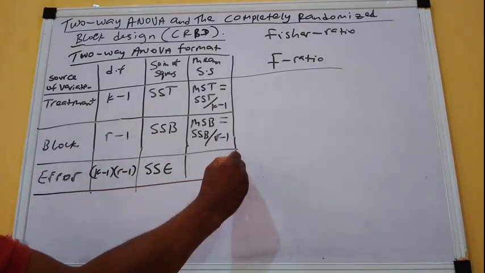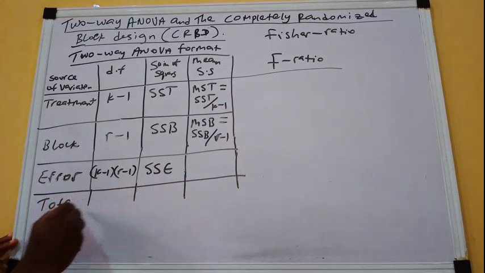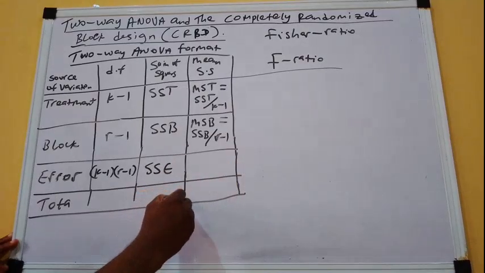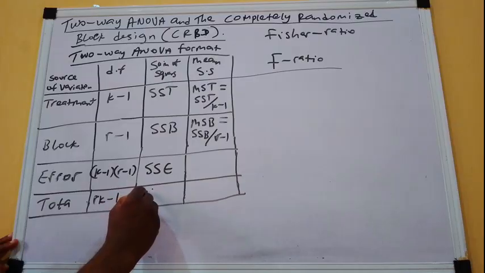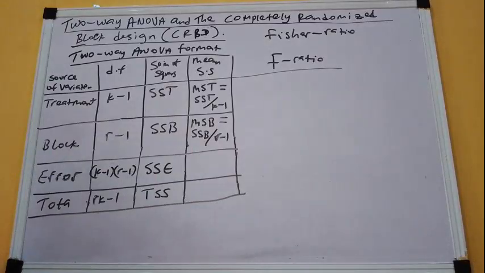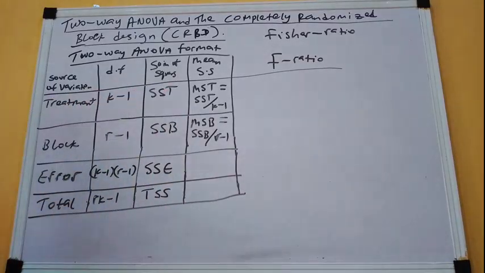Then of course, this leads us to the total. There's also a column for the total. For the total, the degrees of freedom is RK minus 1. Then the SS total is known as the total sum of squares, so that we can differentiate it from the sum of squares for treatment. So we use TSS to represent the total sum of squares, while this one is the sum of squares for treatment.